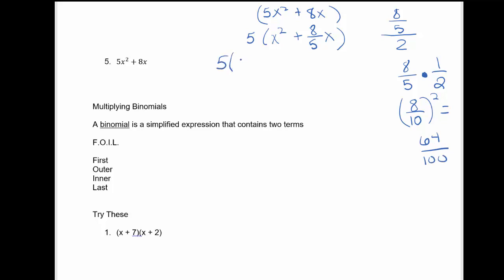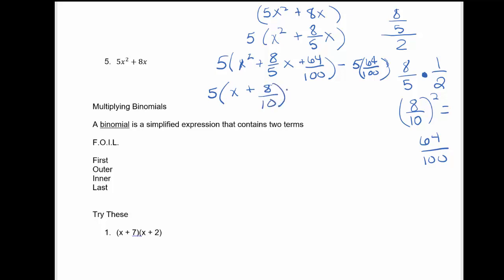So we're going to do 5 times x squared plus 8 over 5x plus 64 over 100, minus 5 times 64 over 100. Now let's reduce this. So that's going to be 5 times x plus, that is 8 over 10 when I take the square root of that, squared, minus. 5 goes into 100 20 times. So that's going to be 64 over 20.